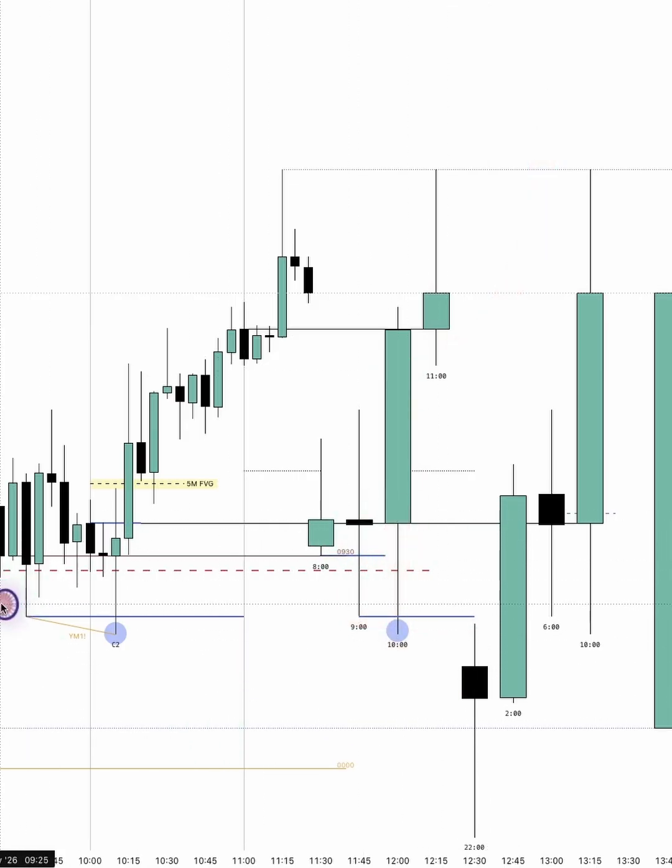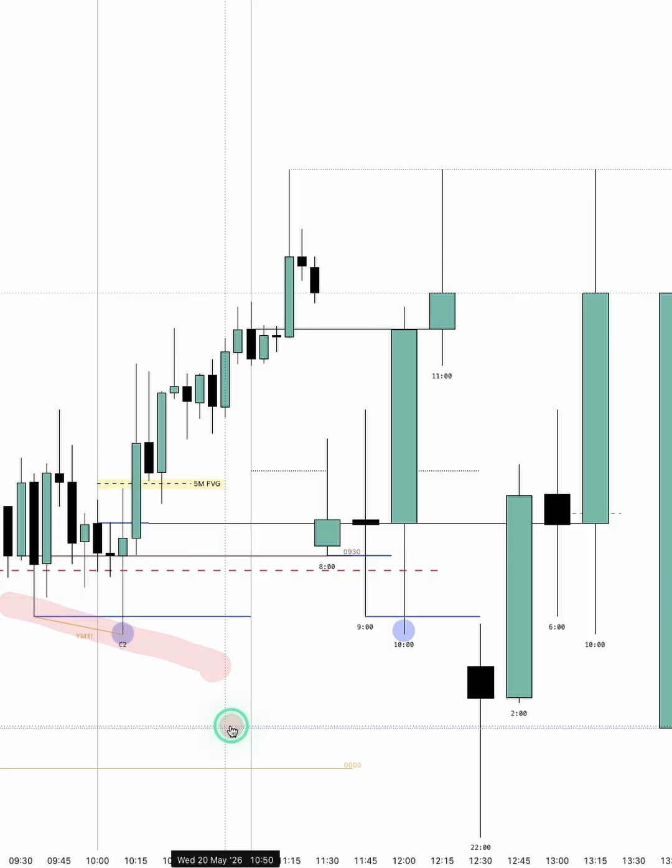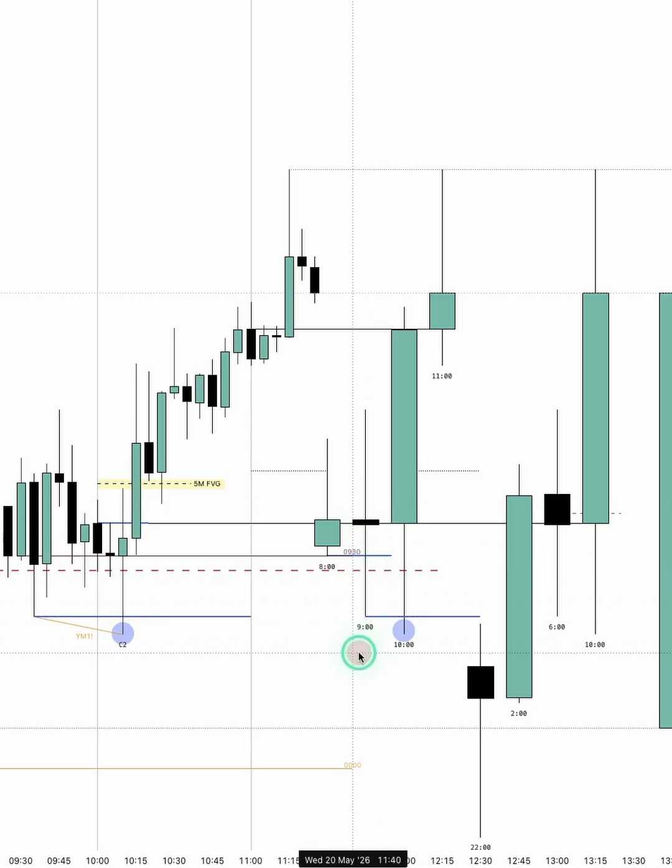We also have had an SMT with YM here. It's an extra confluence. This dotted line here is 0.5 for the 9 o'clock wick, which I explained. You want 10 o'clock to respect that, right? You don't want any bodies below here. The wicks can come there, but not the bodies.